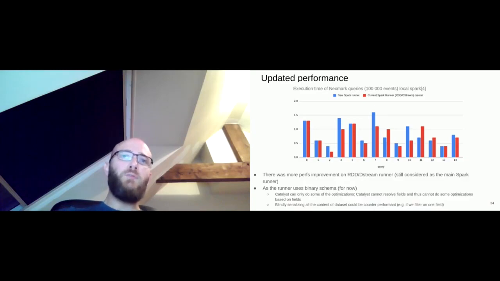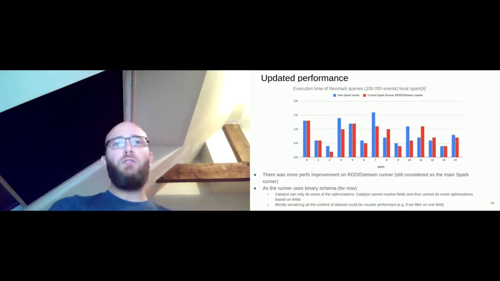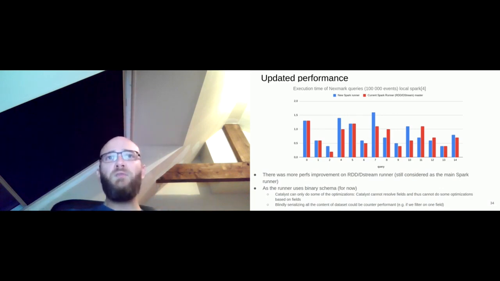in blue for the new Spark runner based on the Spark Structured Streaming framework, and in red the response time for the current Spark runner based on RDD and DStream. And you can see that in some places the new runner behaves better than the current one, because the bars are lower. In other places, they behave similarly, like in query number 0 or 1. And in some cases, the new runner is worse in performance than the current runner.